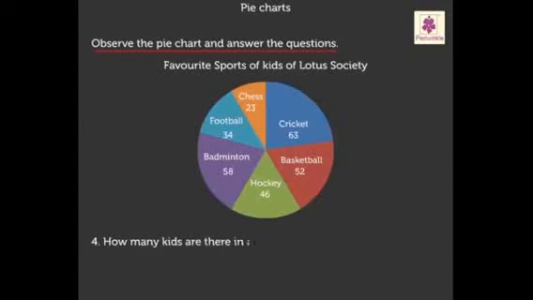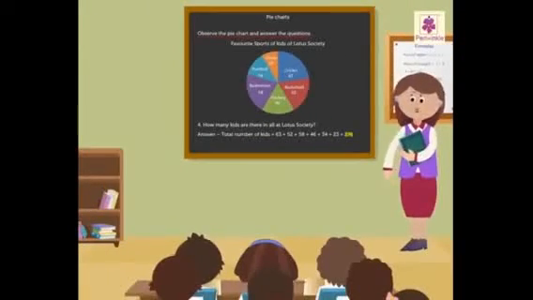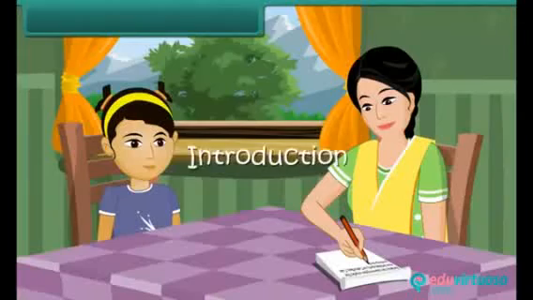How many kids are there in all at Lotus Society? So here we find the total number of kids, that is 63 plus 52 plus 58 plus 46 plus 34 plus 23, which is equal to 276. So, we say there are 276 kids in all. Wasn't it fun reading a pie chart?